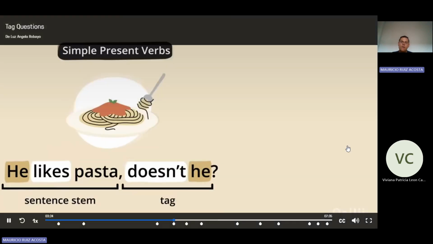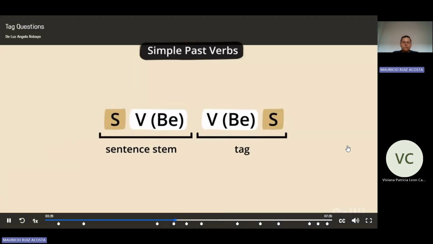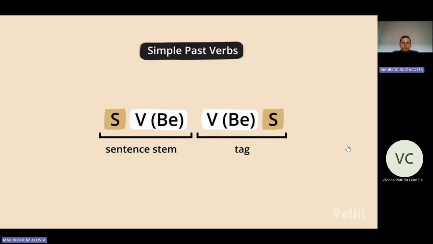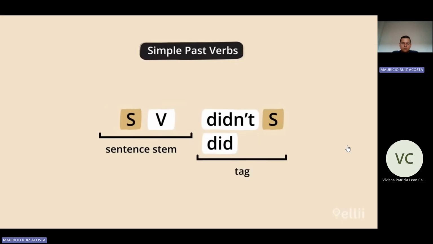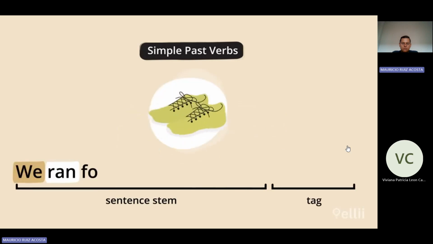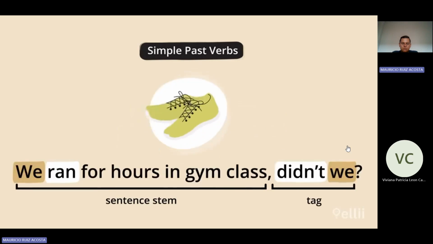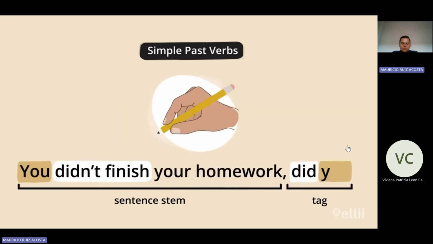Let's continue. If the sentence stem uses a simple past verb other than be, the tag uses didn't or did. For example, "We ran for hours in gym class, didn't we?" "You didn't finish your homework, did you?"